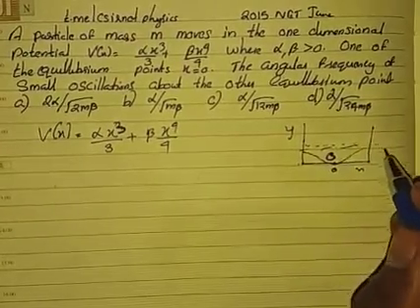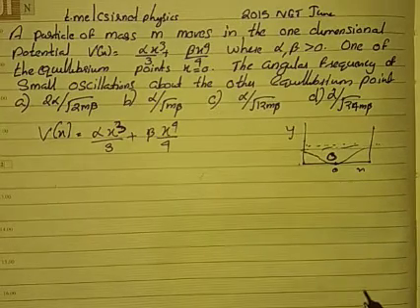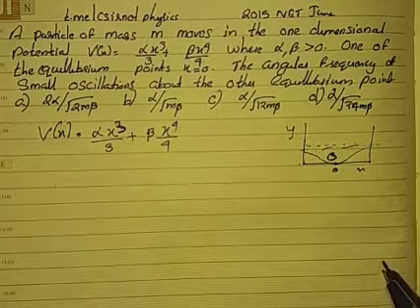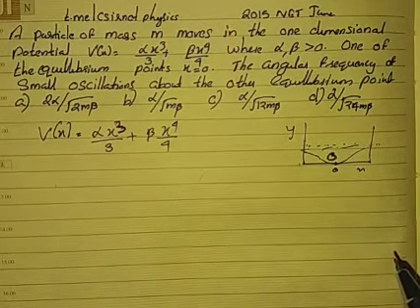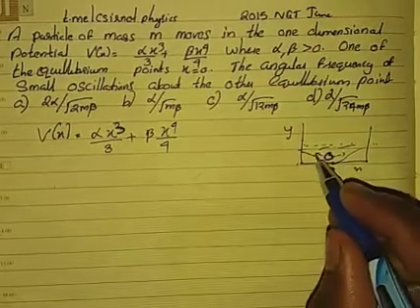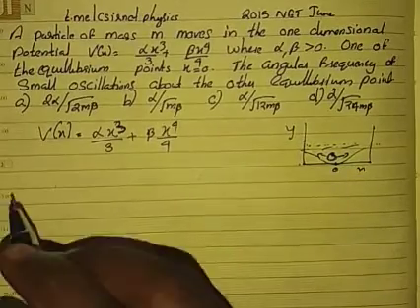The particle could be at equilibrium, and it could have some oscillations. It could be oscillating in real time inside this potential. What we need to find out is the angular frequency of the small oscillation for the particle.